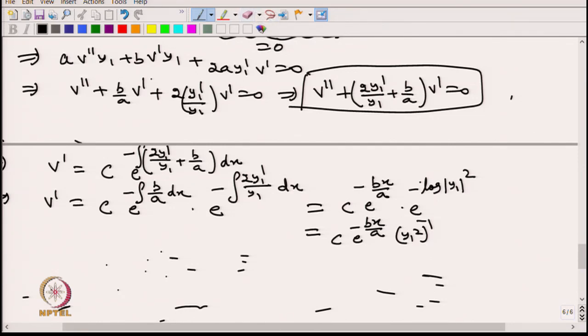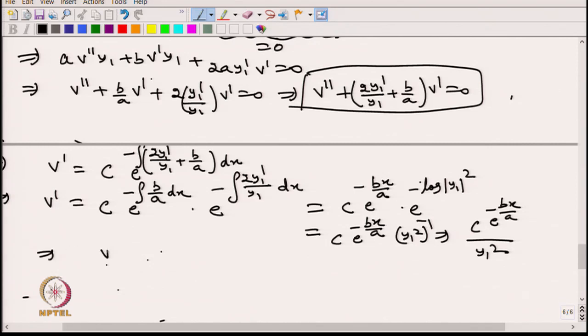So, from here further I can write this as c e raised to power minus bx by a by y1 square. So, this is my v dash. Now, if I further solve this one, from here I will get v dash is equal to c e minus bx by a by y1 square. Then what was my y1 square? My y1 square was e minus bx by a, and what was my y1?